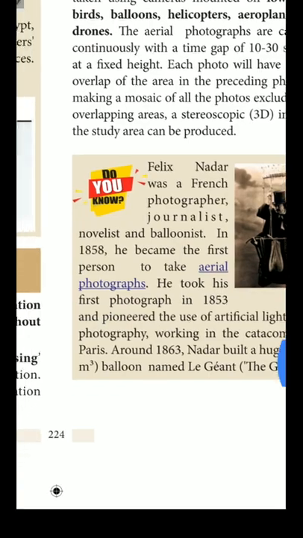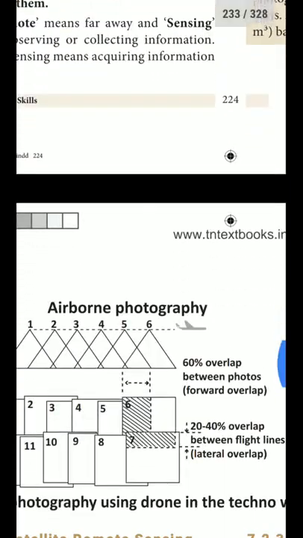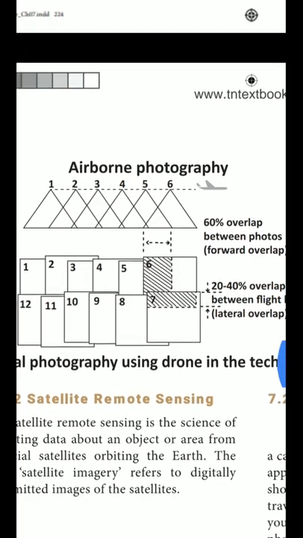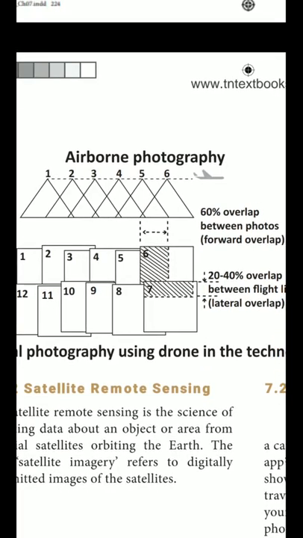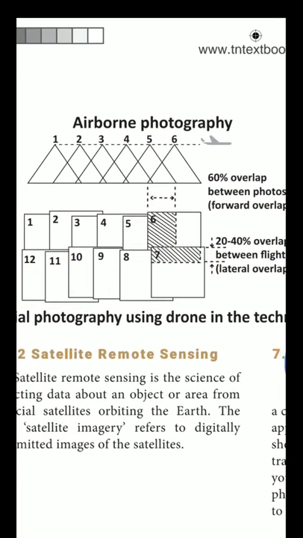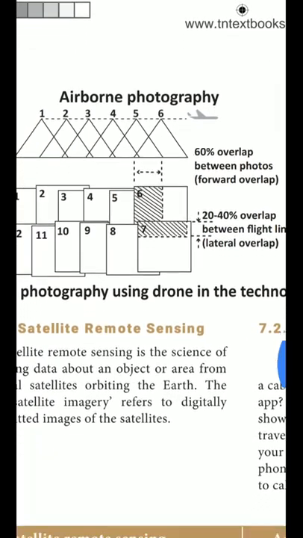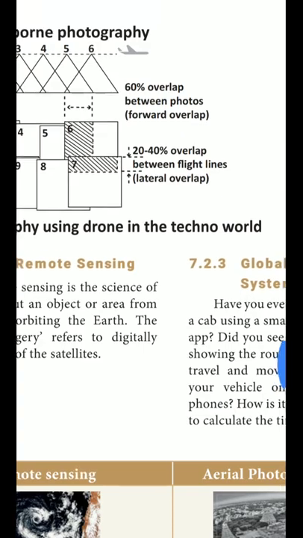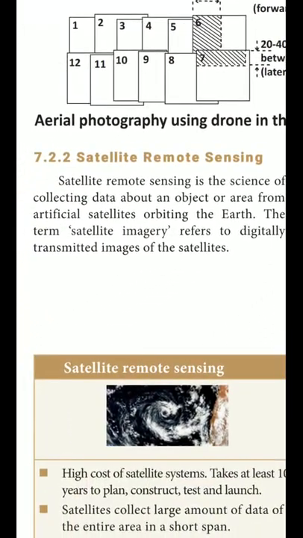Next one is airborne photography. Can you see this picture? There is 60% forward overlap between photos. There is 20 to 40% lateral overlap between flight lines. This is aerial photography using a drone in the techno world. Next one is satellite remote sensing. What do you know about satellite remote sensing?